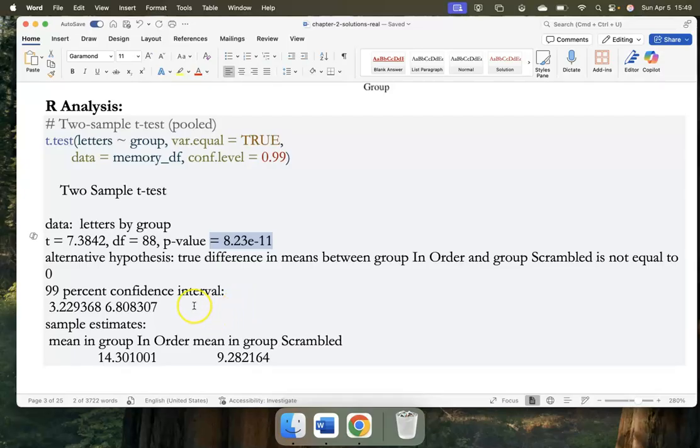One last thing to highlight in this analysis is our confidence interval. Both the lower bound as well as the upper bound are positive, indicating that 0 is not plausible as a difference between the population means. 0 is not plausible.